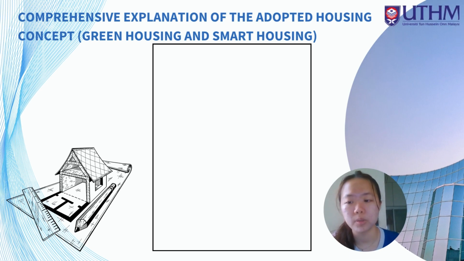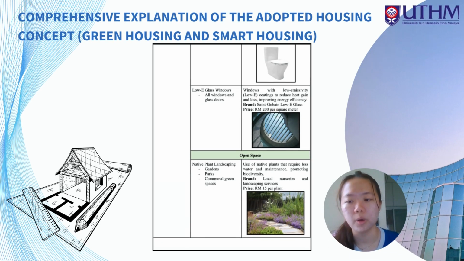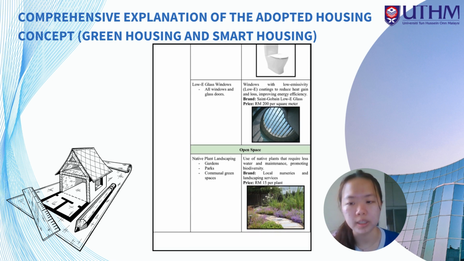For the green housing, we also install low-E glass for all the windows and glass doors in this housing project. We will use the brand of Saint-Gobain low-E glass with the price of 200 per square meter. And for the open space, we will use native plant landscaping in the gardens, parks, and communal green space, using local nurseries and landscaping services with the price of 15 ringgit per plant.